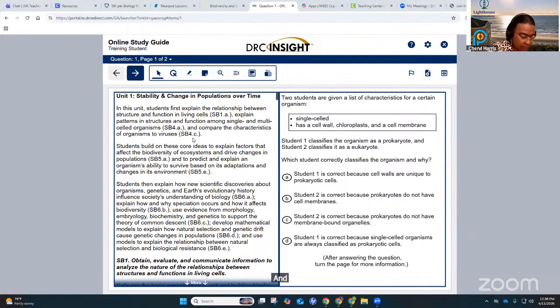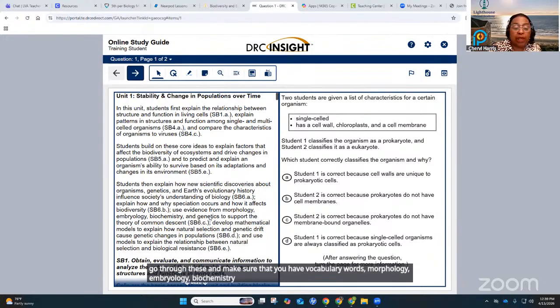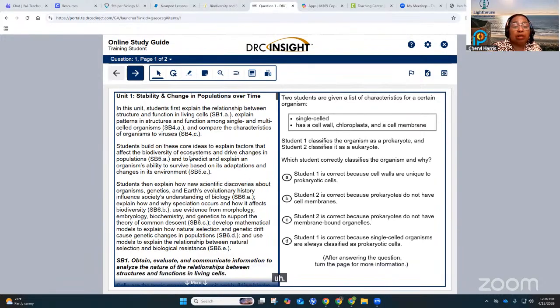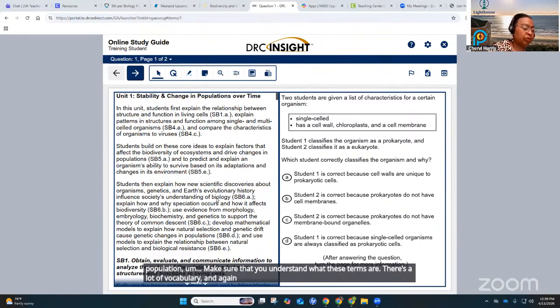And again, when you're finished, if you have time, go through these and make sure that you have vocabulary words: morphology, embryology, biochemistry. Those are vocabulary words. Make sure that you understand what these terms are, like adaptation and population. There's a lot of vocabulary. And again, if you know your vocabulary, you can answer the question that they are asking, because I can't give you the question since I don't know how they're going to ask it. But if you know what they're asking, you can give an educated answer to the question.